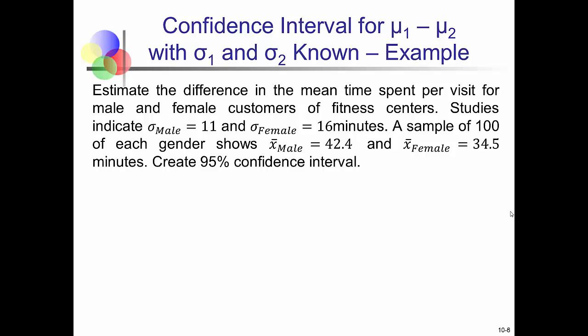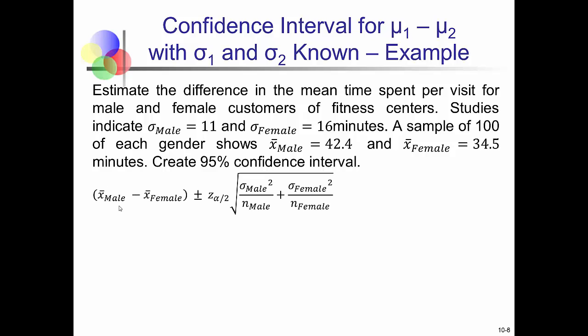So suppose that we're interested in estimating the difference in the average time that male and female customers spend per visit at a fitness center. Previous studies indicate that the true population standard deviation of males is 11 minutes and that of females is 16 minutes. We have a sample of 100 of each gender, and that shows that the average time that men spend in the gym is 42.4 minutes, while females spend on average 34.5 minutes. Let's create a 95% confidence interval to describe for us the difference between the true population means.